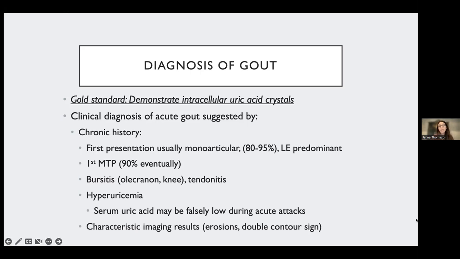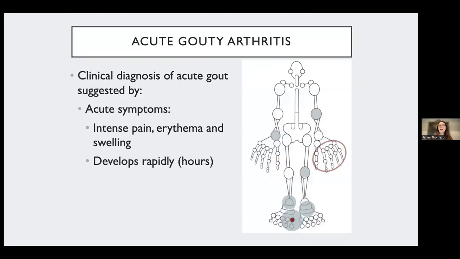Also, patients can have characteristic imaging results. So if your patient tells you that they've had these acute flares in the foot or the ankle, you can obtain an X-ray and you may see findings that are characteristic of gout. Also, sometimes in rheumatology clinic, we will use ultrasound to look for something called a double contour sign, which has a very high specificity for gout. And what that is is just layering of uric acid in the joints. It's kind of like an icing of uric acid.